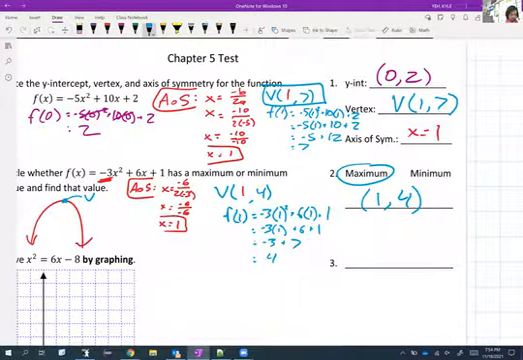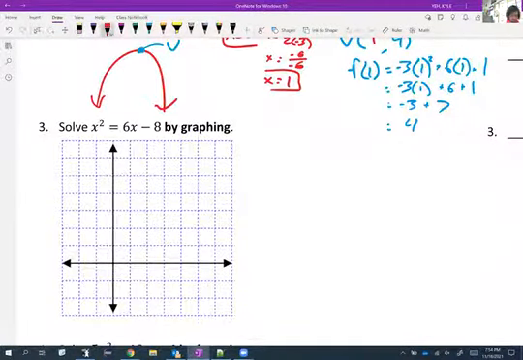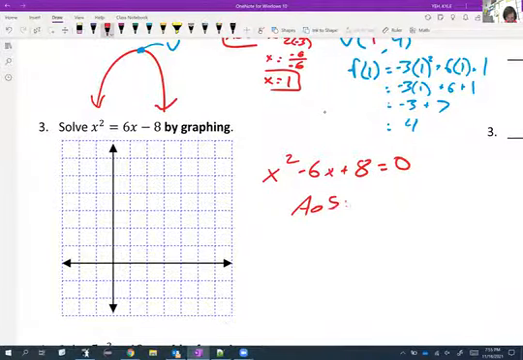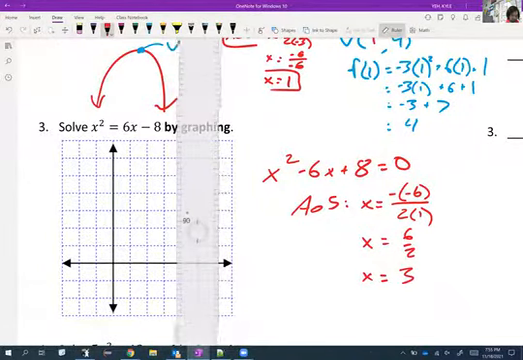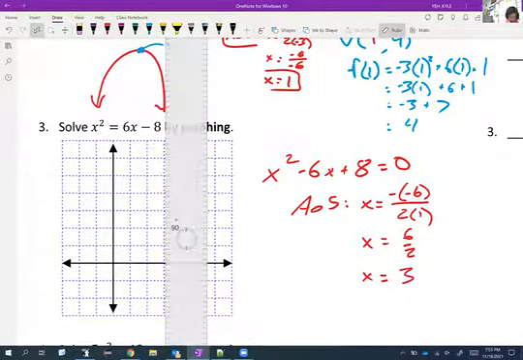All right, solve this next one by graphing. So to graph, I want to make sure that I get everything on the same side of the equation. And so I'm going to move everything to the left. x squared minus 6x plus 8 equals 0. Find the graph. Let's do axis of symmetry. x equals negative negative 6 over 2 times 1 for my a value. 6 over 2, x equals 3. So it says solve by graphing. That means we probably should put a graph there. And x equals 3 is my axis of symmetry.